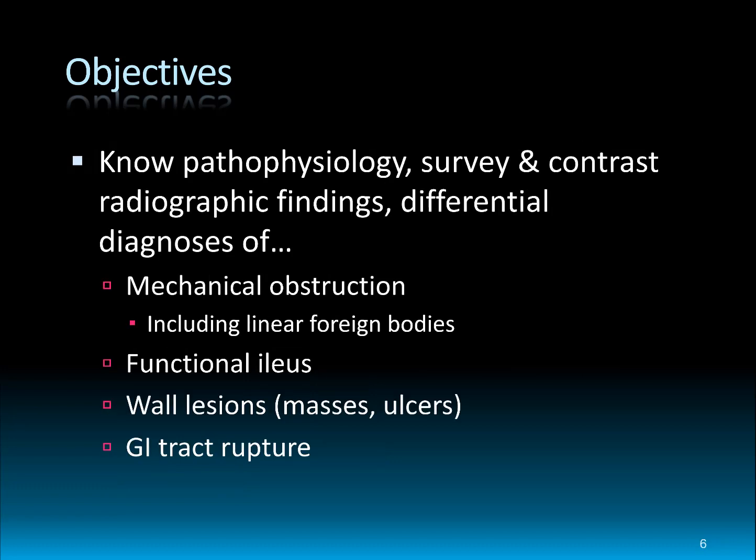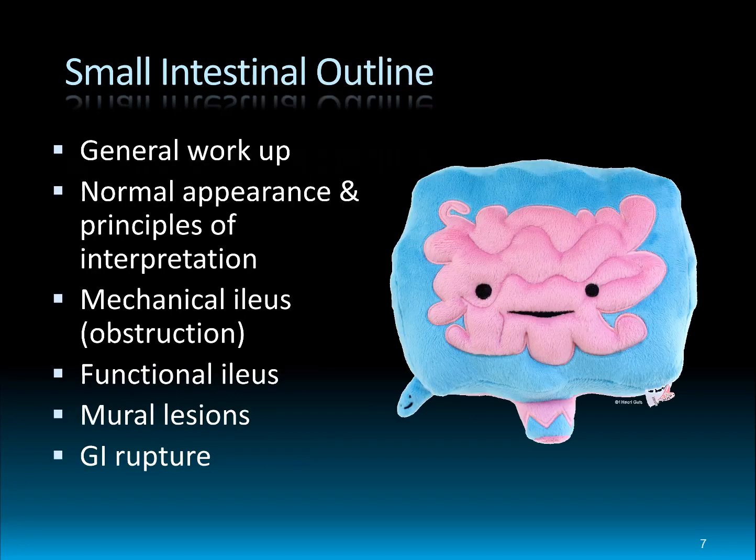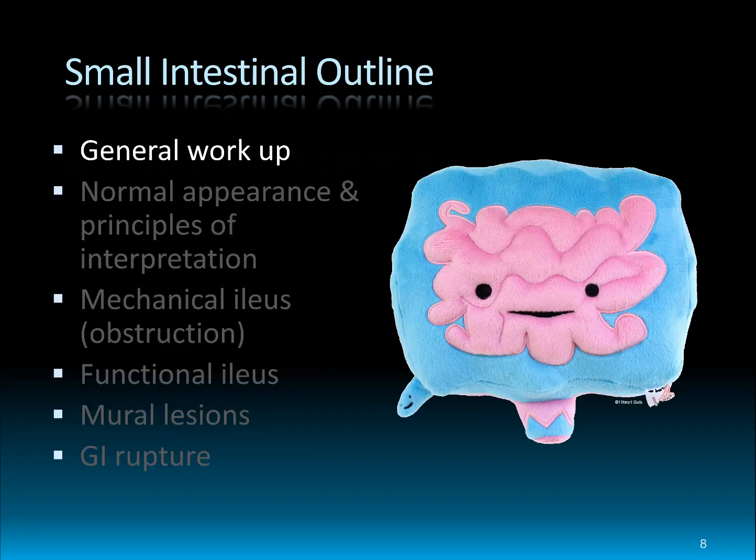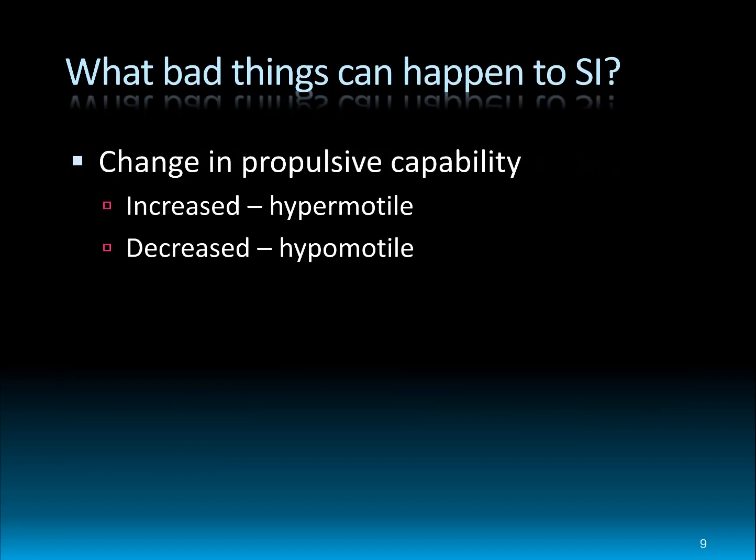And then finally, the big differential diagnoses that you're going to need to evaluate: obstruction, functional ileus, and lesions of the wall, including rupture of the GI tract. So here's what we're going to hit over the next 100 minutes or so. We're going to start off with a general workup, of course.